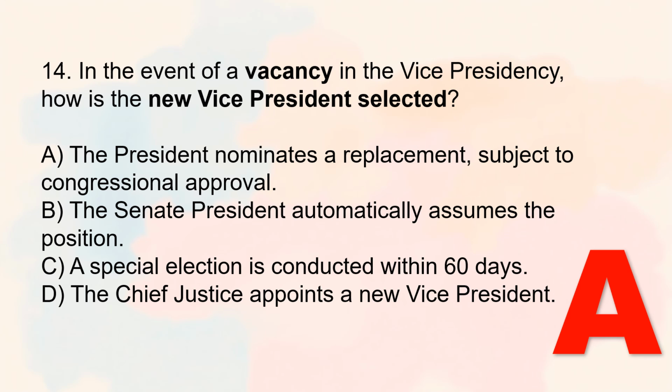For letter B, the Senate President automatically assumes the position is incorrect as the Constitution does not provide for automatic succession in this case. Letter C, a special election is conducted within 60 days is incorrect as no special election is required for a vice presidential vacancy. For letter D, the Chief Justice appoints a new vice president is incorrect as the judiciary does not have this power. So only letter A is the best answer.